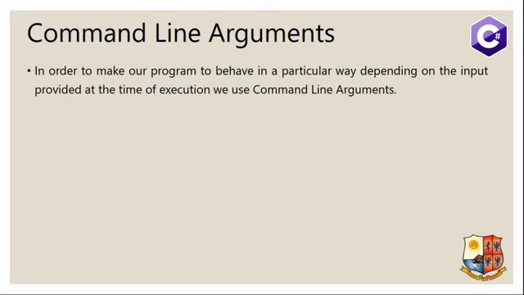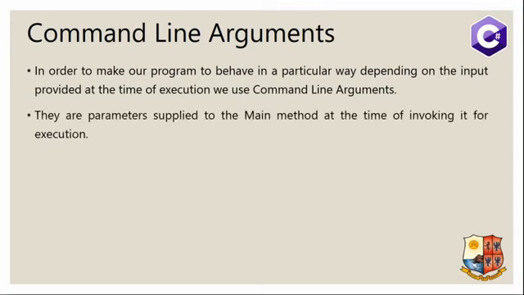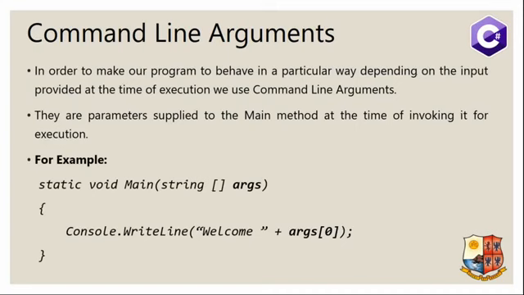I'll take a simple example. I'll show that and then I'll come back. Let me just finish the slide and then I'll go to the explanation of how it works and how we are using it in our day-to-day lives. So let's say there are parameters, which means there's a name value pair supplied to the main method at the time of invoking it for execution. No difference when it comes to C#.